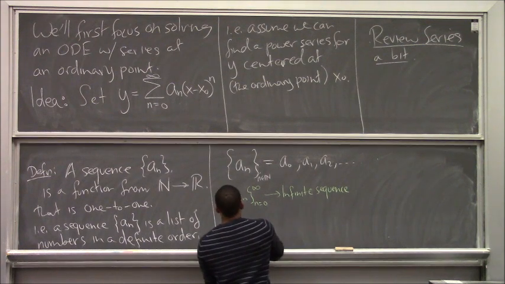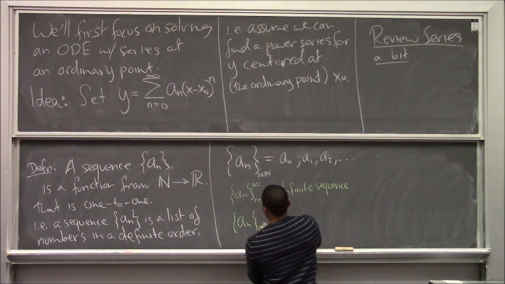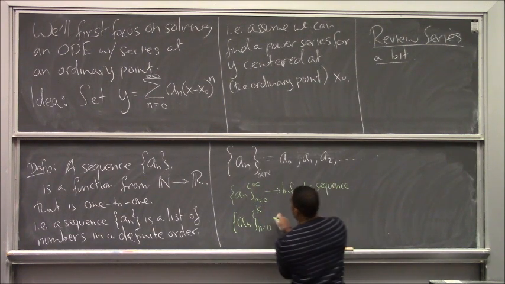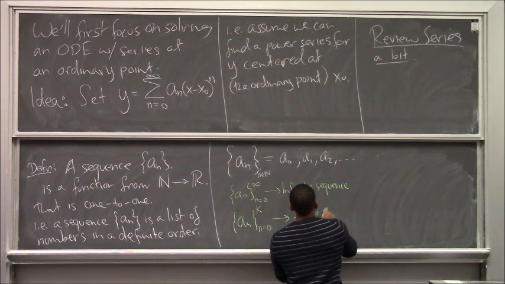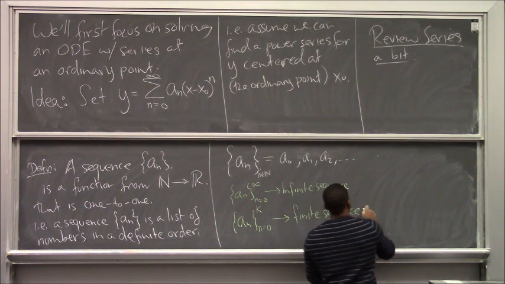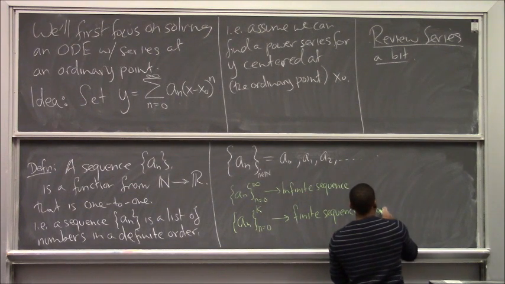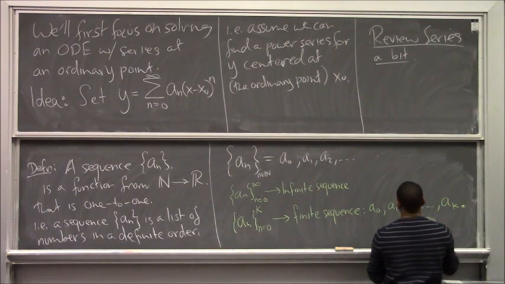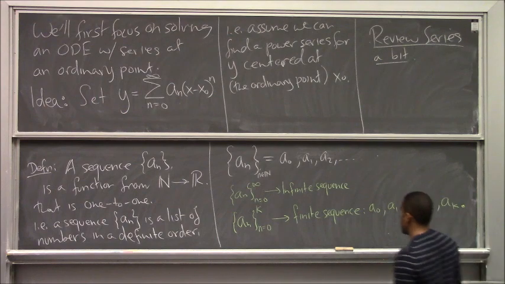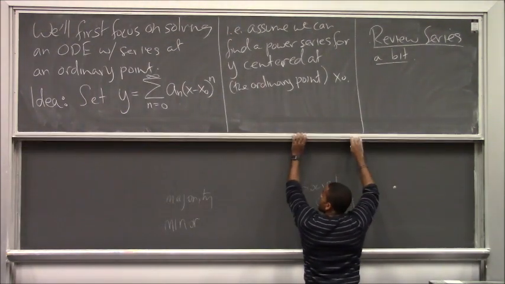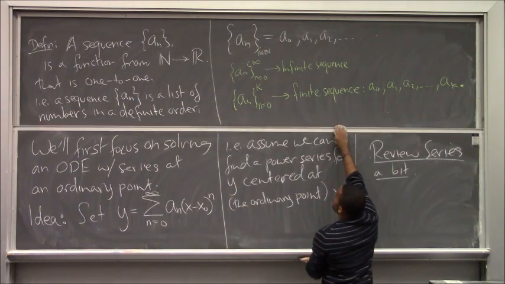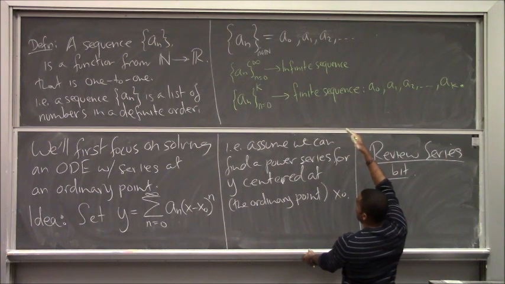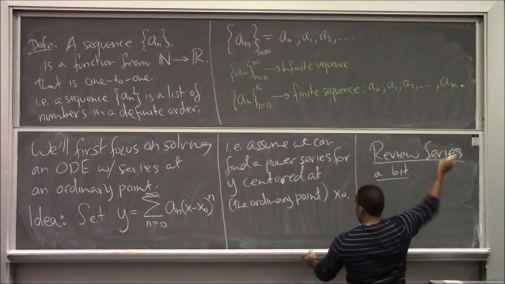You can also have a finite sequence, in which case you start at 0 and go up to some finite integer k. So this is a finite sequence. It terminates. You start at a_0, then a_1, a_2, and the list continues until you get to a_k, and then it stops. So you can have a list of numbers in a definite order. Now the a_n just describes a function. a_0 is the output when you plug in 0, a_1 is the output when you plug in 1, a_2 is the output when you plug in 2, etc.